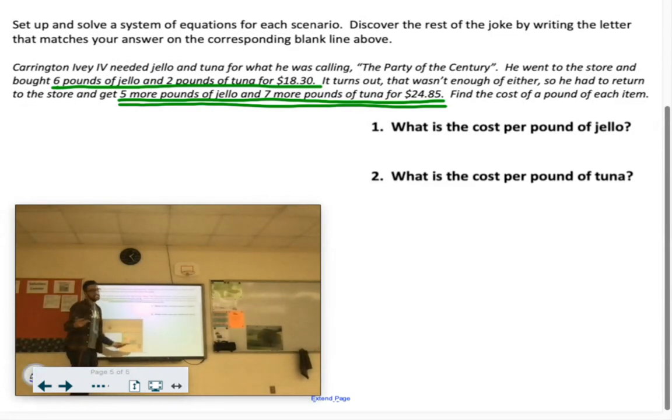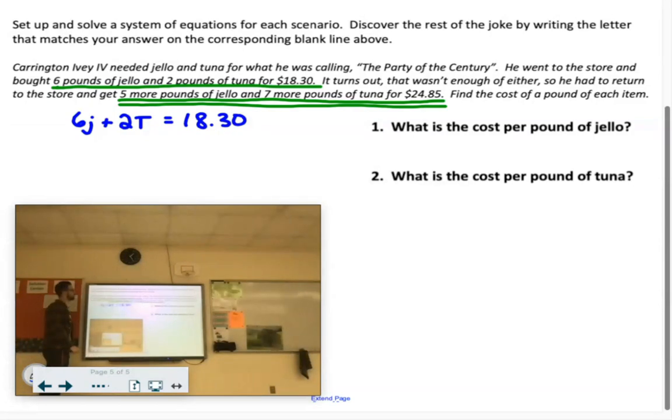Now, to me, these are like the easiest things to set up. Once you figure out the pattern with these, it's pretty easy. Like 6 pounds of Jello: if each pound of Jello was $1, how much would that cost? You would do 6 times the dollar, right? We don't know how much it costs, but really we could use any variables we want. So if I see 6 pounds of Jello, I'm going to say 6J, plus I'm also getting the 2 pounds of tuna, so plus 2T. I'm going to use a capital T because my lowercase t's just look like plus signs. For a total of $18.30.